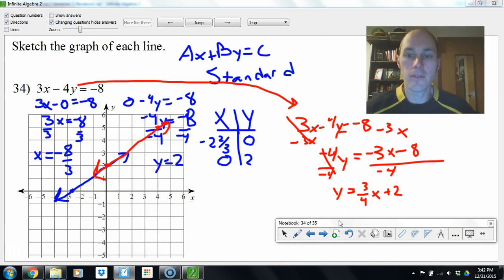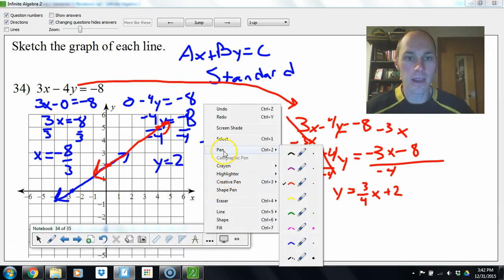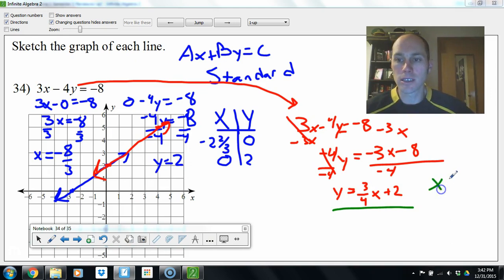Okay? And if you've forgotten how to do all that, the final way you could graph would be by creating a table. So once I get it into slope-intercept form, I could just plug in an x and find y. Plug in any x that I want. 0, 1, 2, those are small numbers. They're easy to work with. Substitute: 3/4 times 0 is 0, plus 2 is 2.